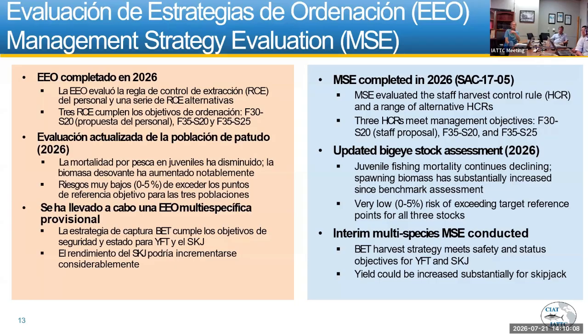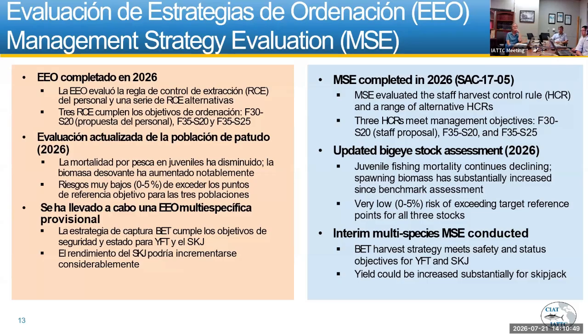So this year, the management strategy evaluation was completed, and we evaluated a range of harvest control rules. We found 3 of them met the management objectives. We also had an updated bigeye tuna stock assessment that showed that the fishing mortality on juveniles continued to decline and the biomass was increasing. And the risks of exceeding the reference points were very low. That's for bigeye tuna.